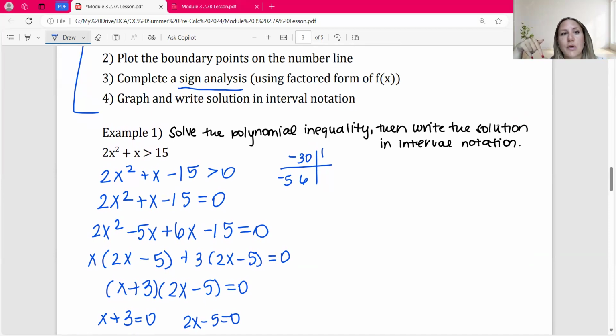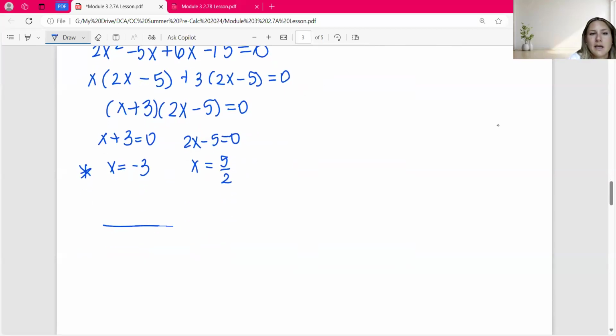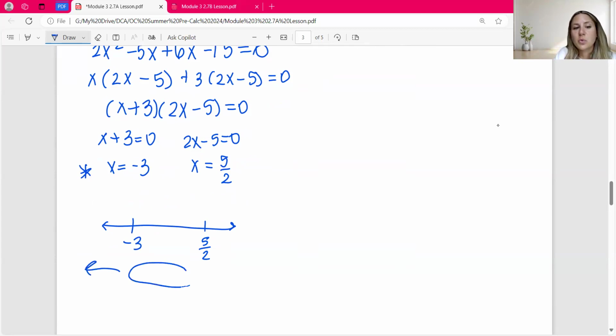So then step 3, we're going to complete the sign analysis. I'm going to have some more room. Let's make just a rough sketch of a number line. And I'm going to plot negative 3 here and 5 over 2 here. And our sign analysis is I want to test a number less than negative 3, a number that's over here, a number between negative 3 and 5 over 2, and a number greater than 5 halves. Okay, that's our sign analysis.